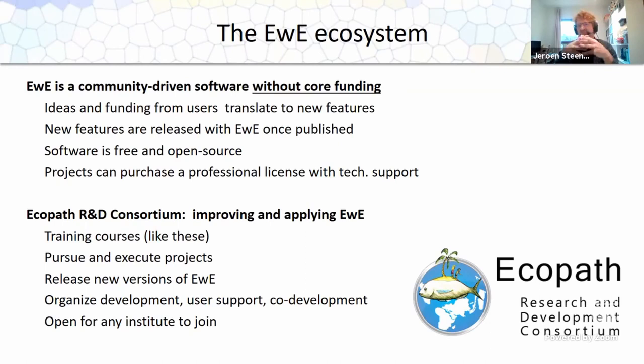We also have an Ecopath Research and Development Consortium, which is the overarching umbrella that makes sure that Ecopath behaves as it should, because we don't want to just add features because they can be added. We also want to make sure that what we're doing is scientifically sound. So the Ecopath Consortium tries to do several things. It organizes training courses like these ones, just to make sure we train to the highest standard of Ecopath. We pursue and execute projects with different configurations from within different teams and research groups, part of the consortium. We maintain the release of the software. We organize all activities to keep the software going, like the development. We support users. We bring in co-development, like the development of new features with users. And the consortium is open for any institute to join.